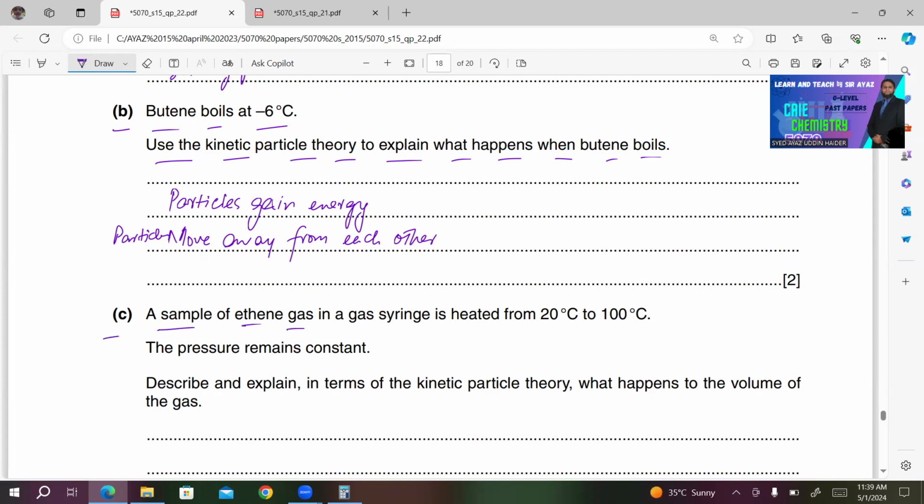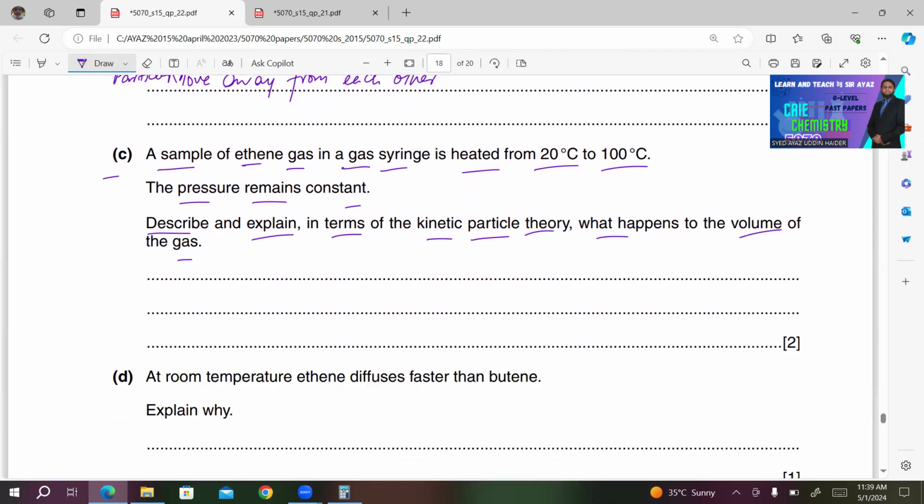C. A sample of ethene gas in a gas syringe is heated from 20 degrees centigrade to 100 degrees centigrade. The pressure remains constant. Describe and explain in terms of the kinetic particle theory what happens to the volume of the gas. The volume will definitely increase. So you write volume of gas increases. And particles spread out or move away.